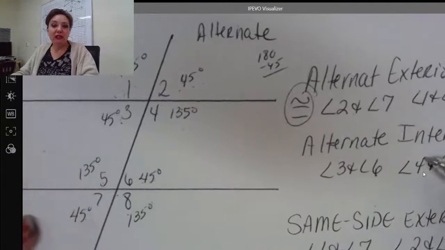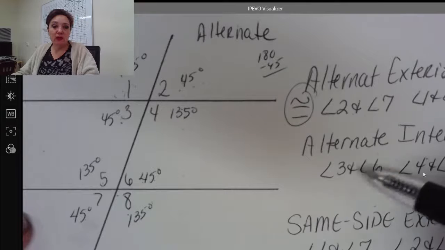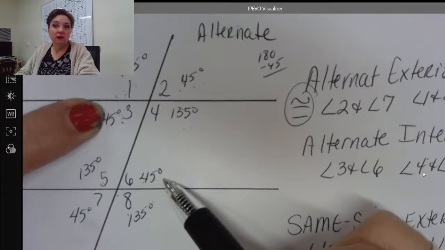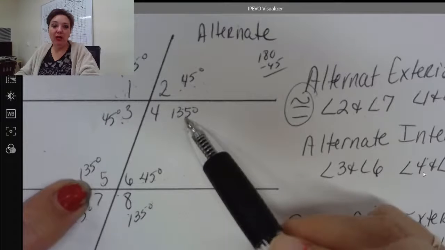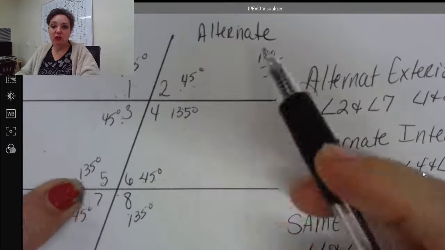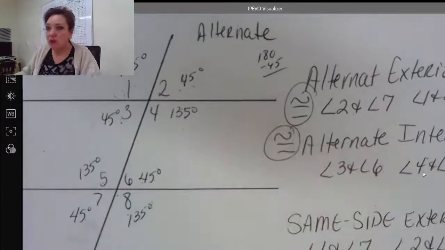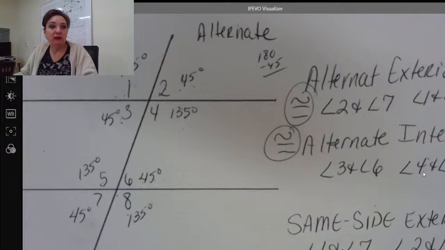Look at alternate interior angles. So 3 and 6. What do you know about 3 and 6? They're congruent. What about 4 and 5? They're congruent. So guess what? Alternate interior angle pairs will be congruent.